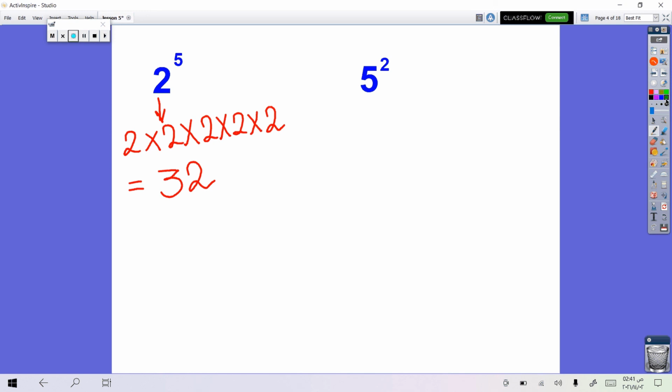But 5 power 2 means that number 5 is multiplied by itself 2 times. It will be equal 5 by 5, so it will be equal 25. So 2 power 5 will be equal 32 and 5 power 2 will be equal 25. So 2 power 5 is not equal to 5 power 2. So the exponents operation is not a commutative property. It means that we can't change the order of numbers without getting a different answer.